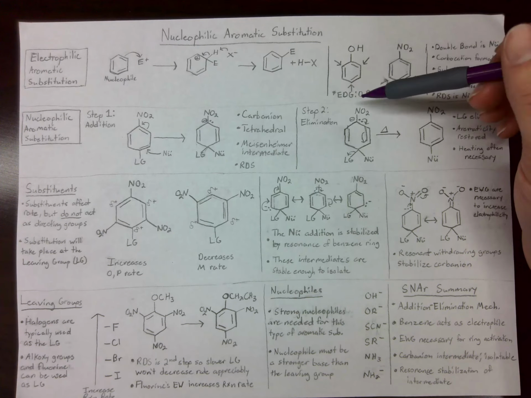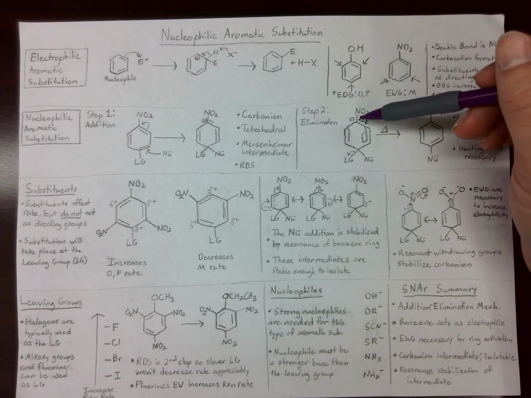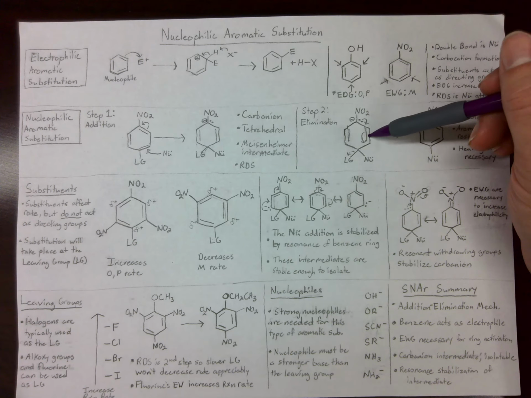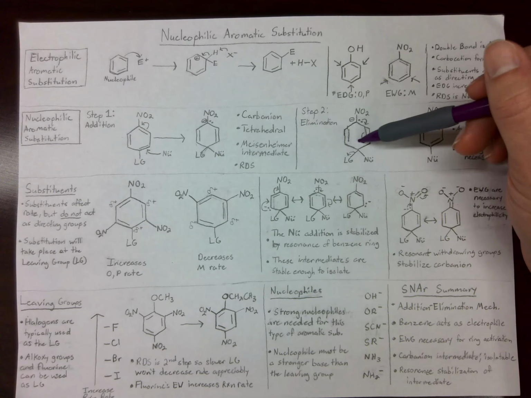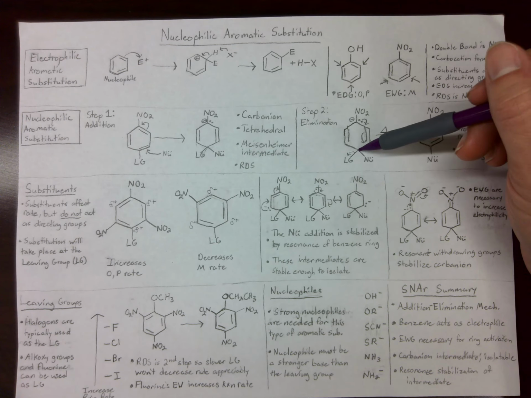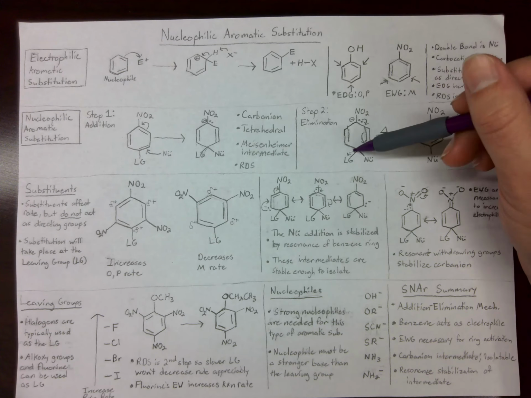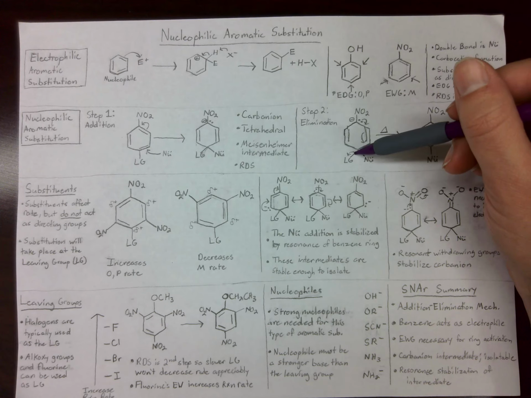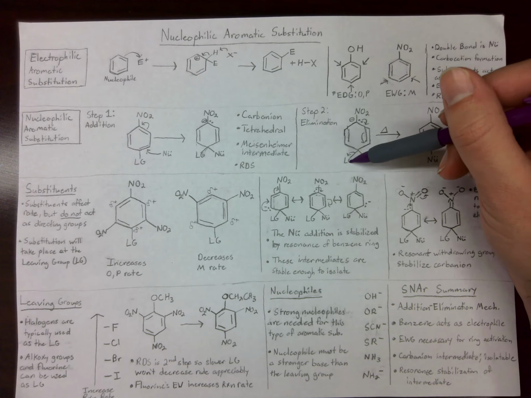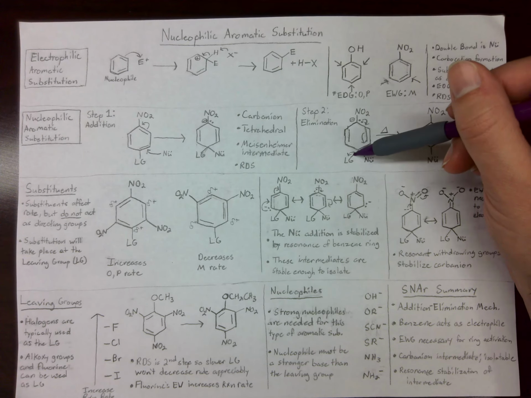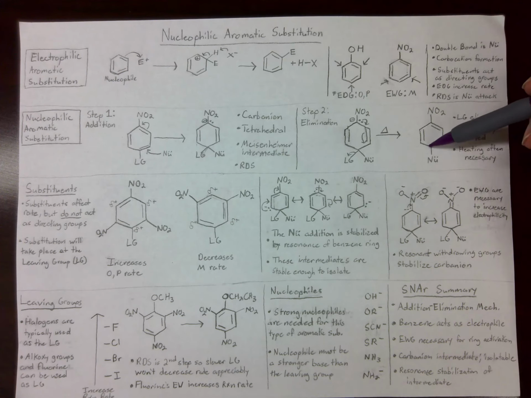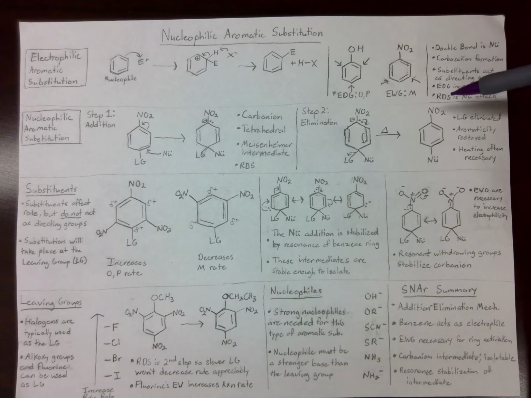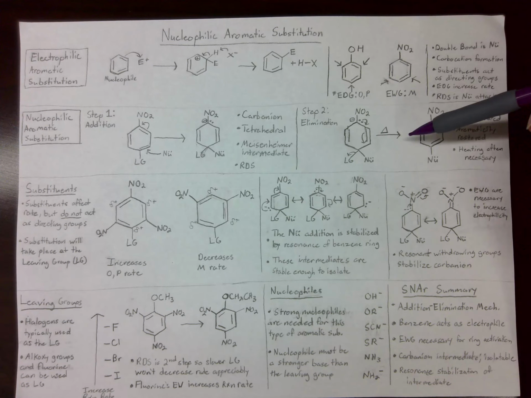So here, the delocalized electrons reform a bond, pushing this bond off here and connecting to the carbon that already has 4 bonds attached to it. So carbon can't have 5 bonds in these cases. So the electrons between the leaving group and the carbon go towards the leaving group, and the leaving group leaves, leaving only the nucleophile attached to where the leaving group was. So step 2, the elimination.